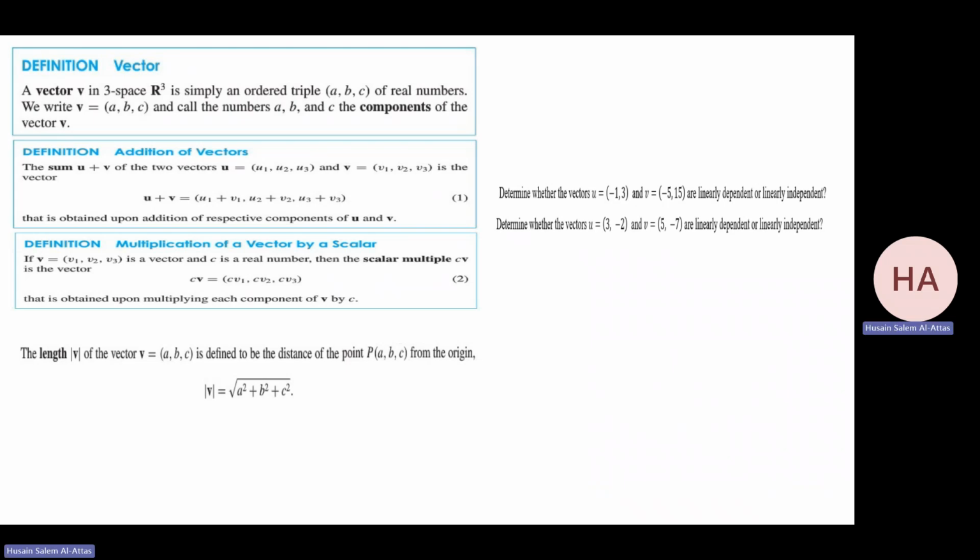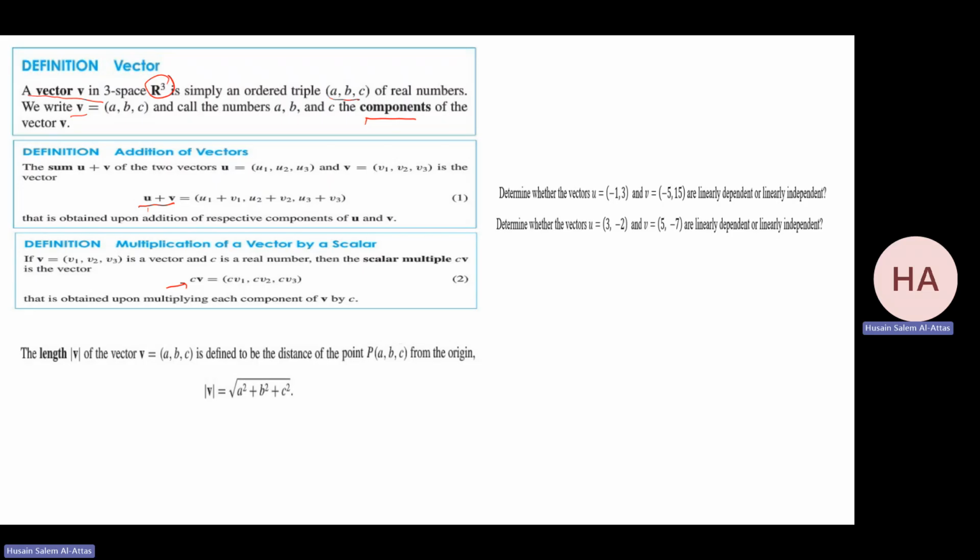First, they define what they mean by a vector in three-space R3. It's just an ordered triple of real numbers A, B, C. So we write v = (A, B, C). We see these are the components of that vector. We know how to add two vectors: we just add the components. How to multiply a scalar by a vector: we just multiply the scalar by each component of that vector.